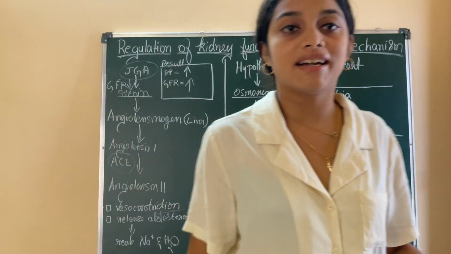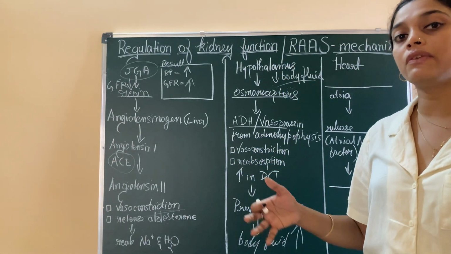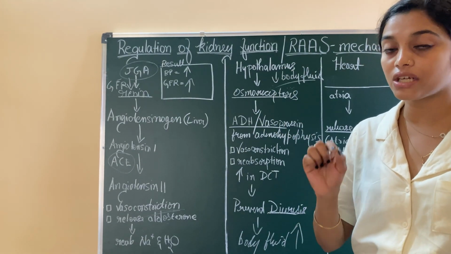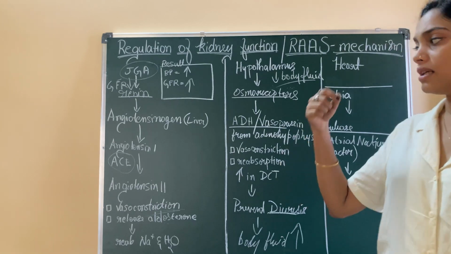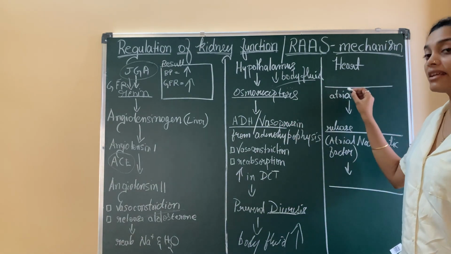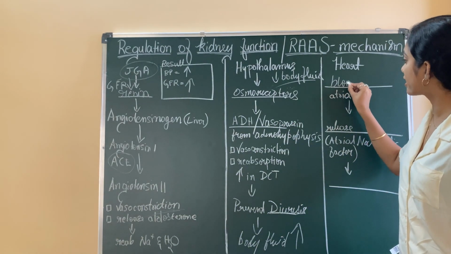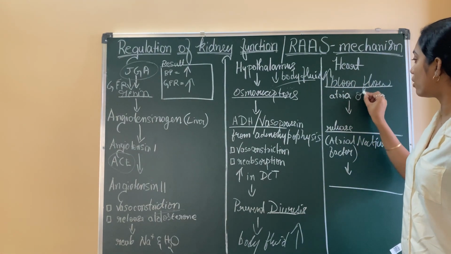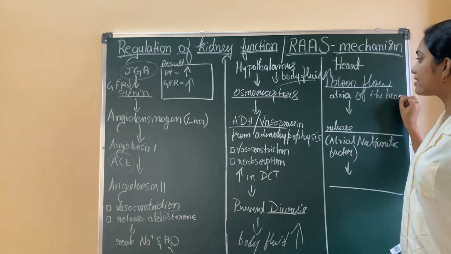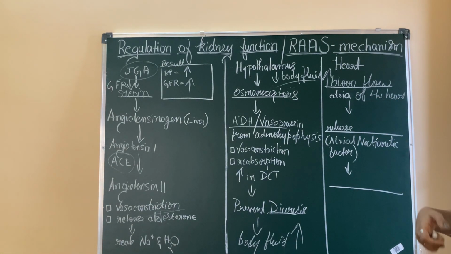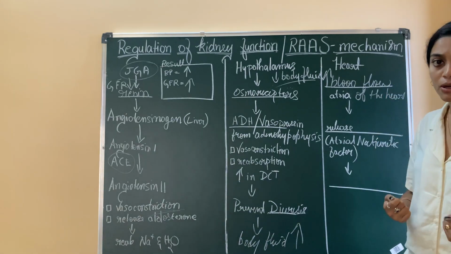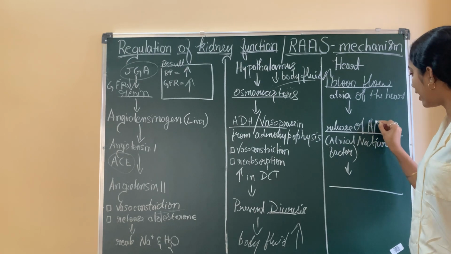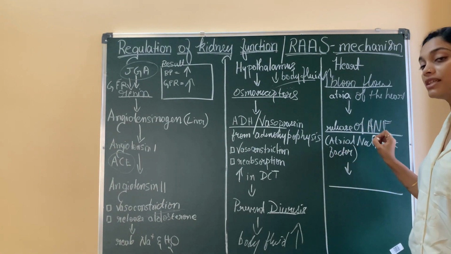Last is the heart. These two are working in vasoconstriction to increase the blood pressure and the glomerular filtration rate. But sometimes this increase will lead to an increase in blood flow to the atria of the heart. When there is increase in blood flow, obviously the pressure will be there. So this needs to be regulated. This should be brought back under control. That is done by the release of ANF by the heart, that is atrial natriuretic factor.